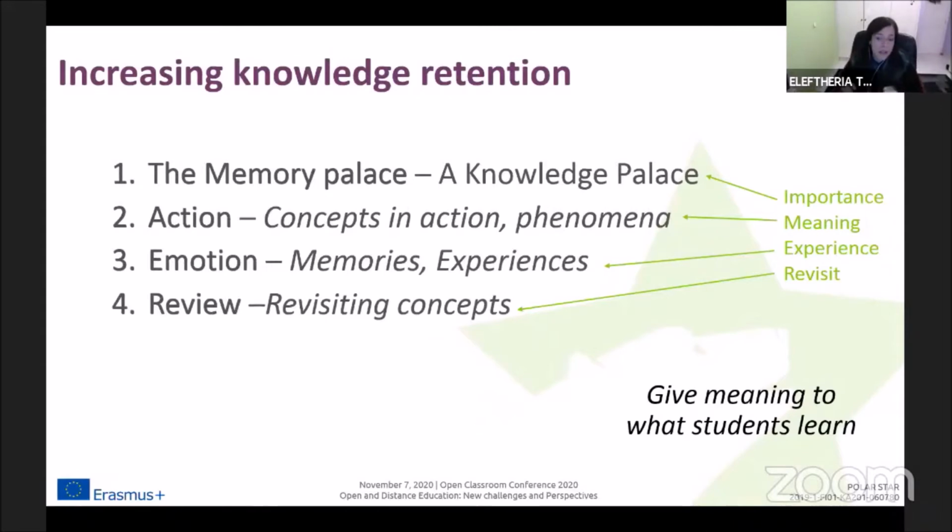We're going to try and give meaning to what students learn, give a context to the concepts that we teach through action based on phenomena, real life phenomena and everyday life. We're going to tackle experience using emotion and students' memories. And of course, we're going to revisit everything we learned, but we want to do that in an inventive way that will help increase our students' retention.